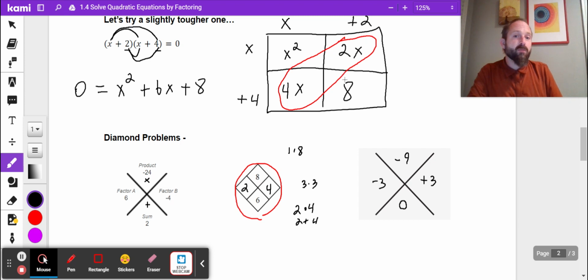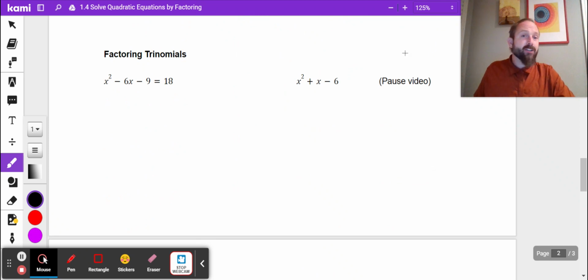So what multiplies to 8 and adds to 6? 2 and 4. And so then we can take those numbers and factor out our equation. Find our quadratic in factored form. Let's go on. So now let's actually factor them.